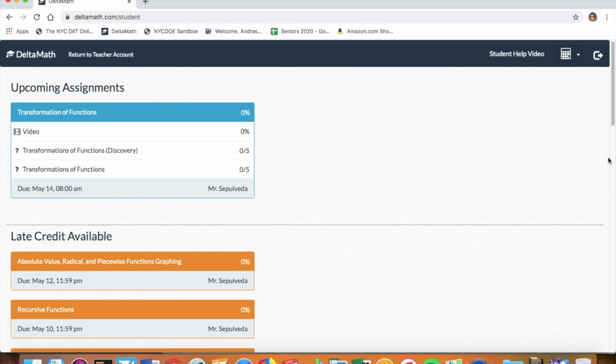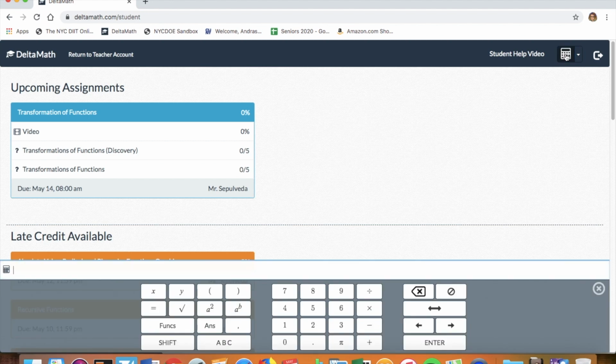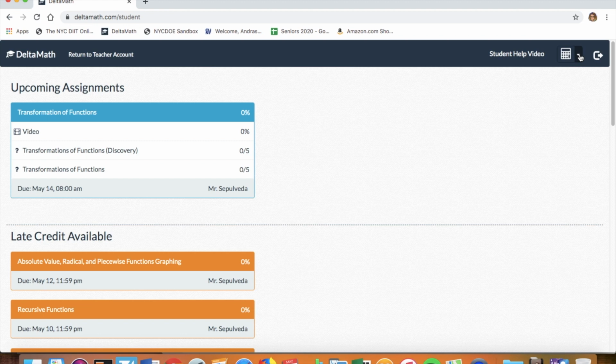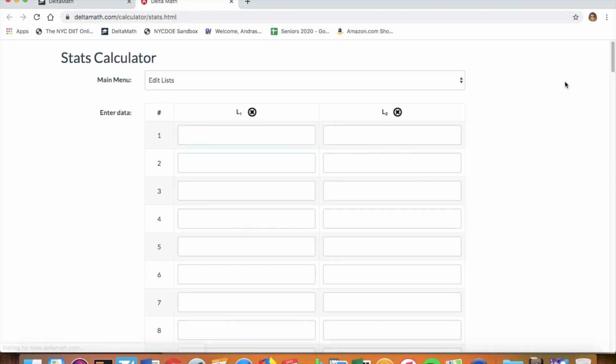Delta Math, this is what your screens usually look like. There's a calculator button here. If you press the calculator, usually this shows up. That's not where you're going to press. You're going to press this arrow down, and then you're going to go to Statistics Calculator. It'll bring you to this screen.